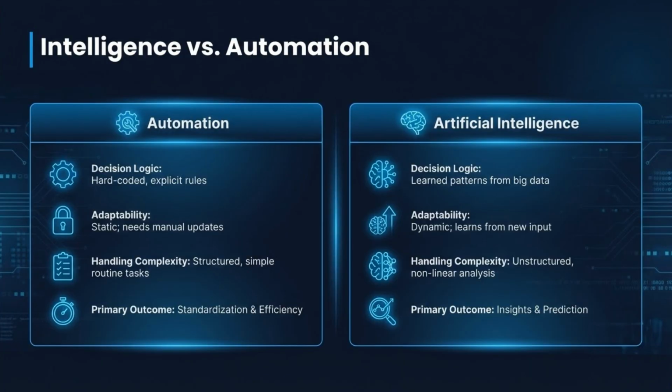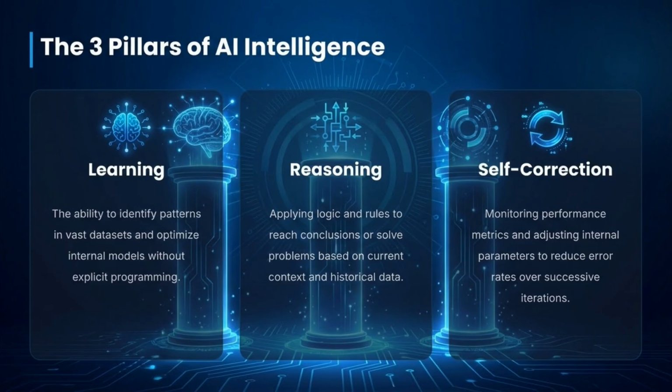Comparing the two, automation uses hard-coded rules and is static, focusing on standardization. AI uses learned patterns, is dynamic, and focuses on insights and prediction. AI intelligence rests on three pillars: learning, reasoning, and self-correction. Learning is identifying patterns, reasoning is applying logic to solve problems, and self-correction is adjusting performance to reduce errors.